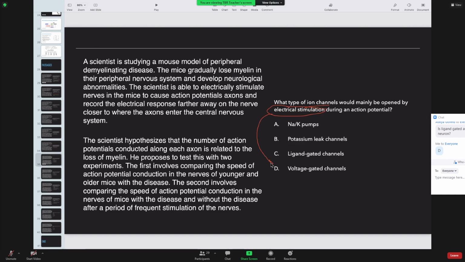A lot of people, usually for this question, are deciding between A and D just because they see sodium and potassium. Yes, those are the ions that flow through. So that is true, but it's voltage gated ion channels that let in the potassium and that sodium.